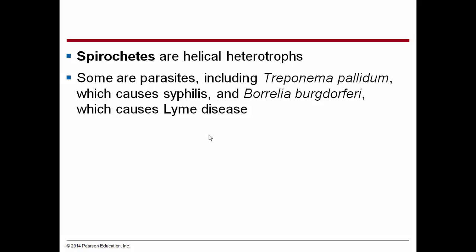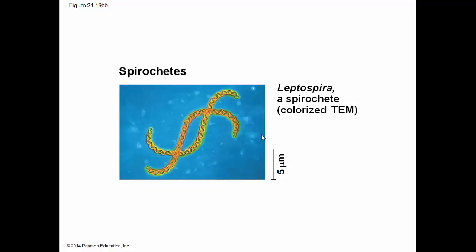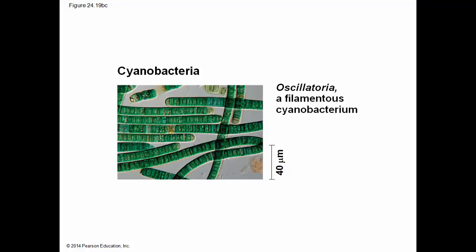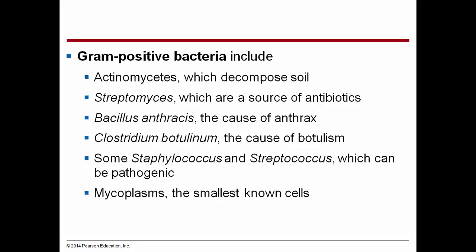Spirochetes are helical heterotrophs. Some are parasites, including Treponema pallidum, which causes syphilis, and Borrelia burgdorferi, which causes Lyme disease. These are the spirochetes, the Lyme disease spirochetes. Cyanobacteria are photoautotrophs that generate oxygen. Plant chloroplasts likely evolved from cyanobacteria by the process of endosymbiosis. Here are the cyanobacteria. You can see in their green color that indicates they have chloroplasts.